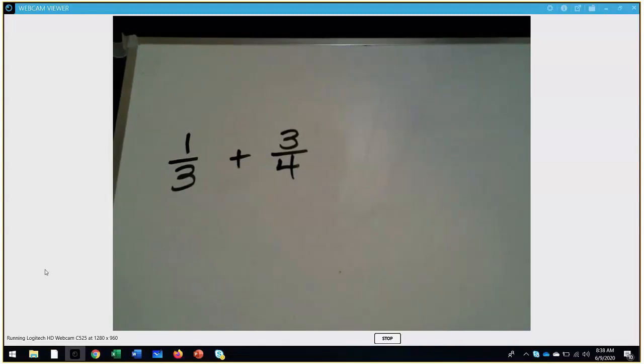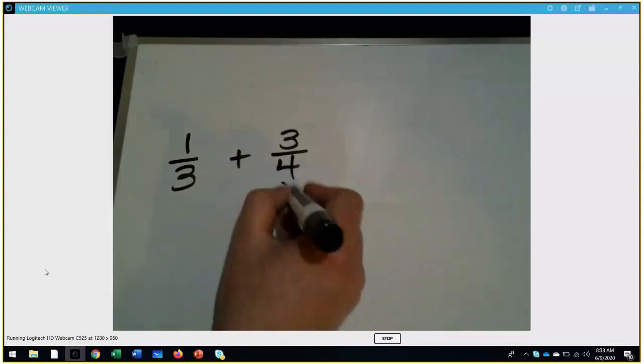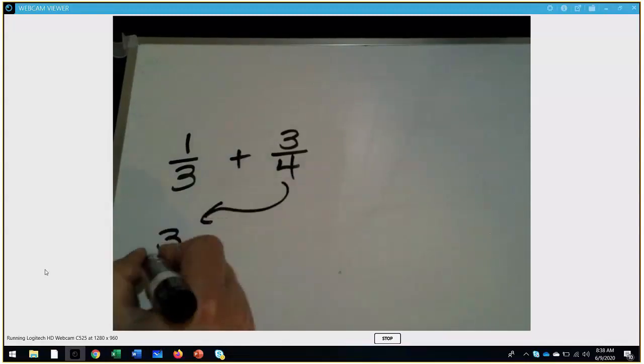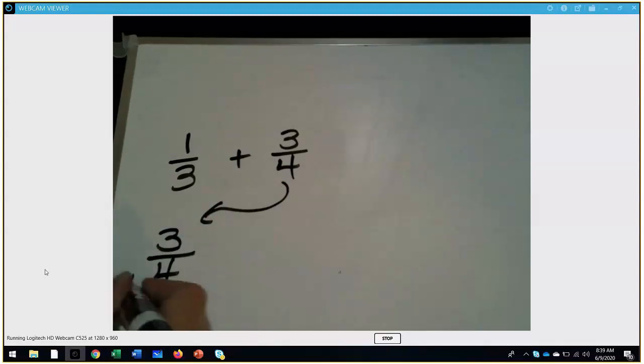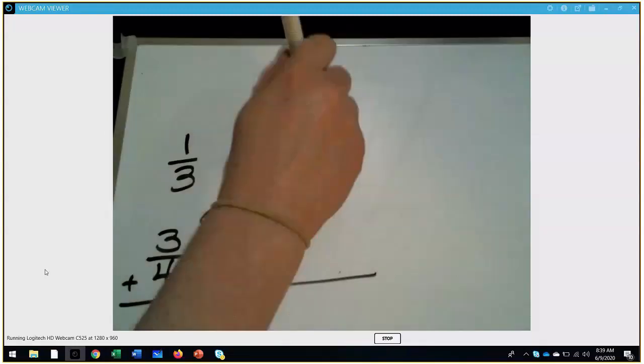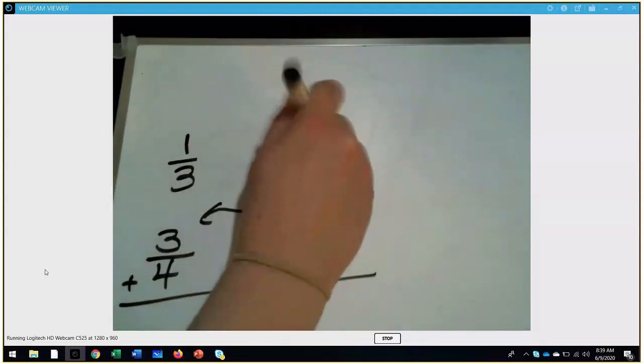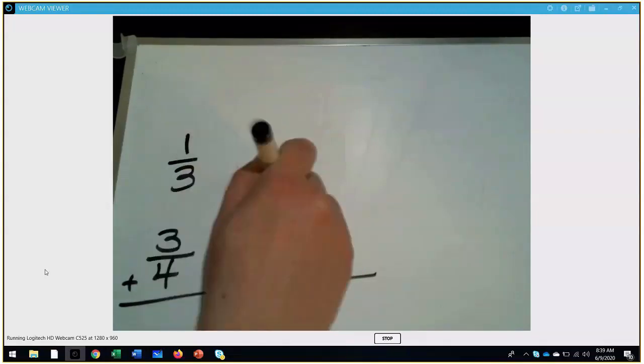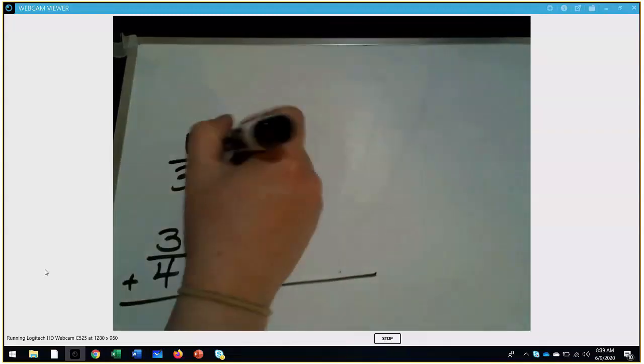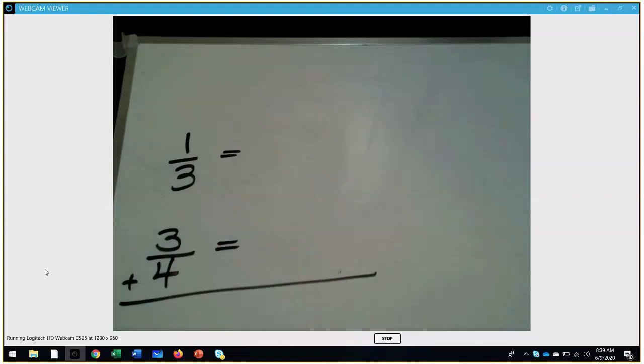Anytime I have to do that, I like to bring my fractions down and stack them like this, and that way I have room to write and do all the changing that I need next to it. For visual people, this is helpful. If you're not as strong of a visual learner, then you probably don't really care, but I like to do it this way.